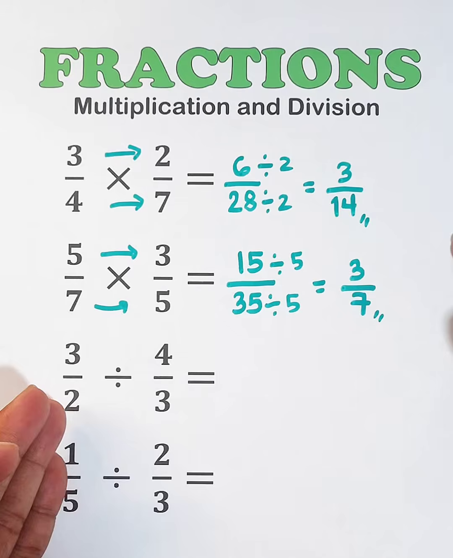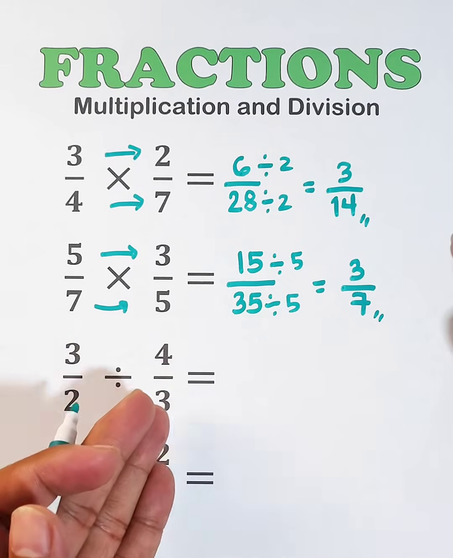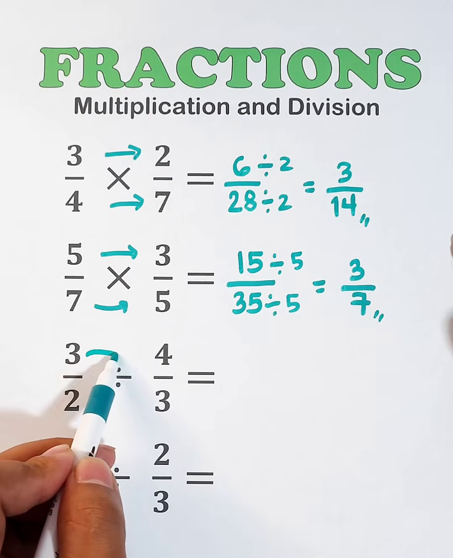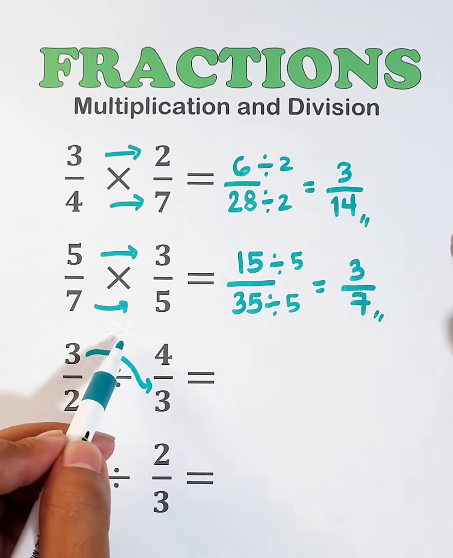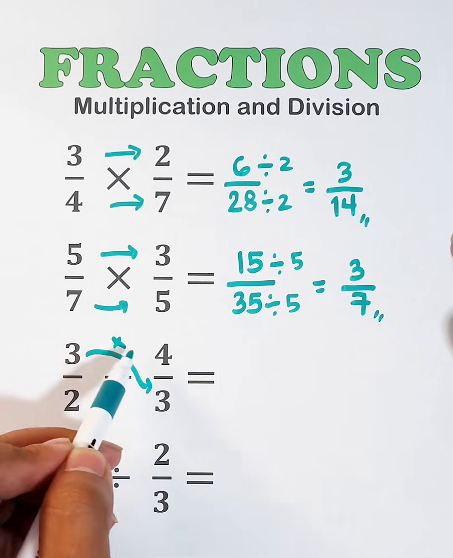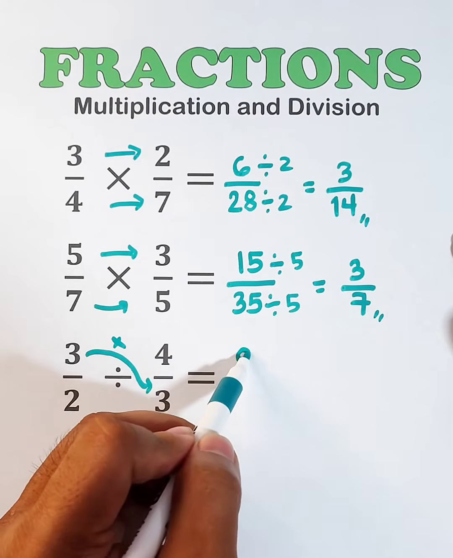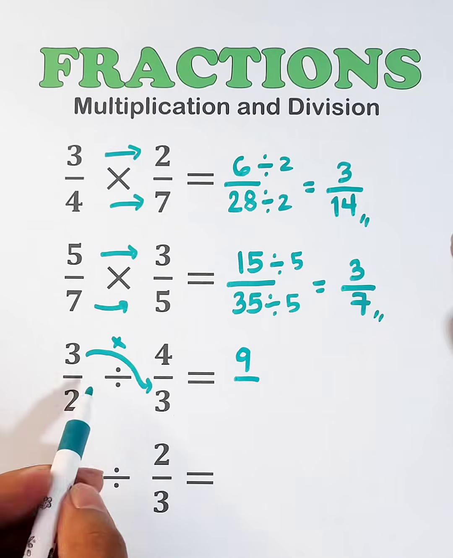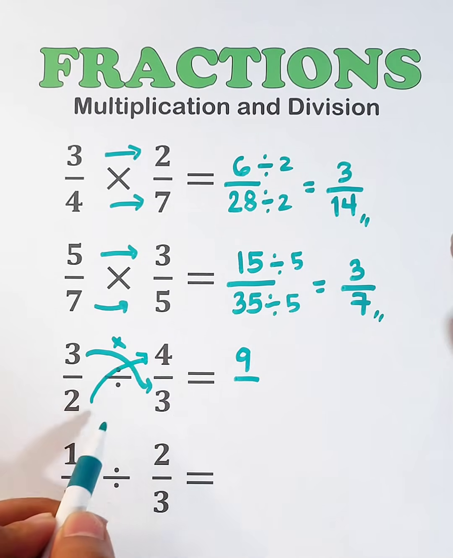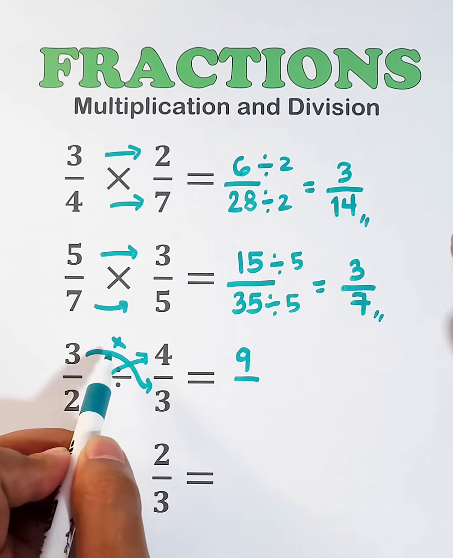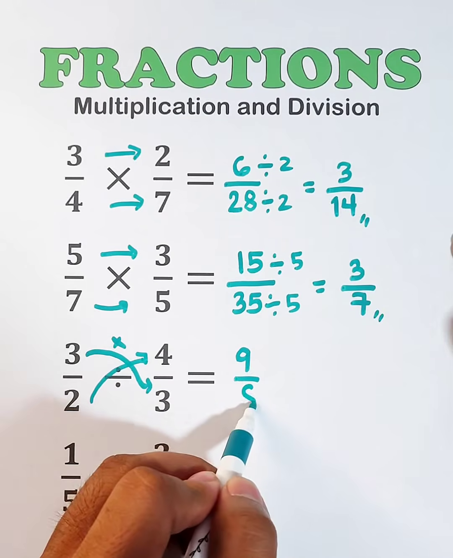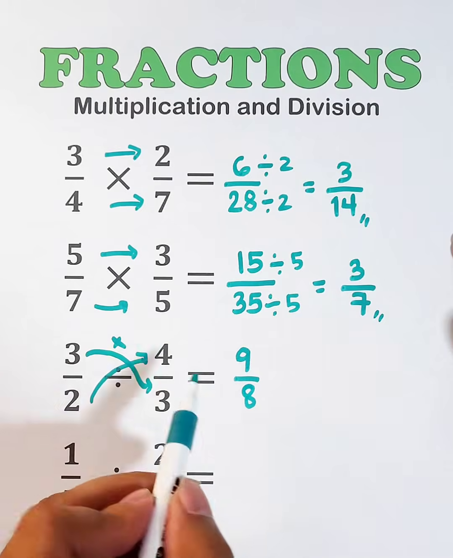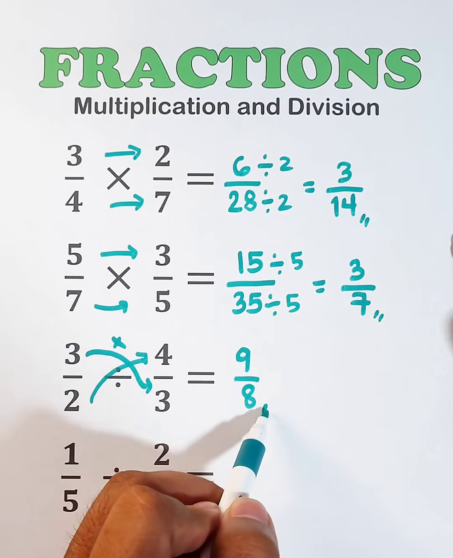We have 3 over 2 divided by 4 over 3. The shortcut is that we can multiply this numerator going here to the denominator. 3 times 3, that is equal to 9, over, multiply this denominator going to this fraction, 2 times 4, that would be 8. So the quotient between these two fractions is equal to 9 over 8.